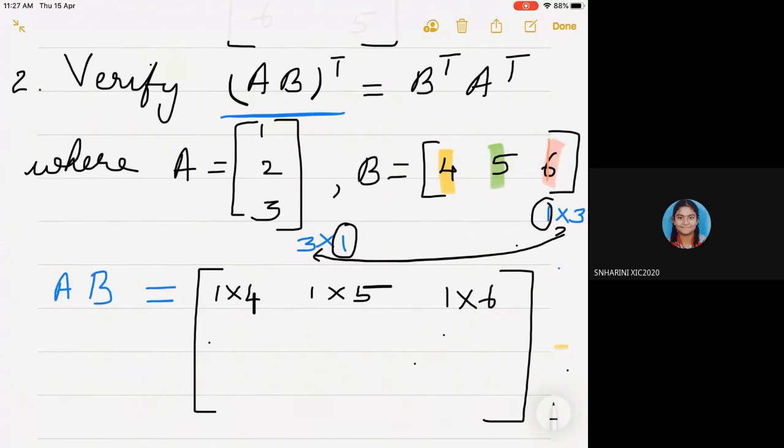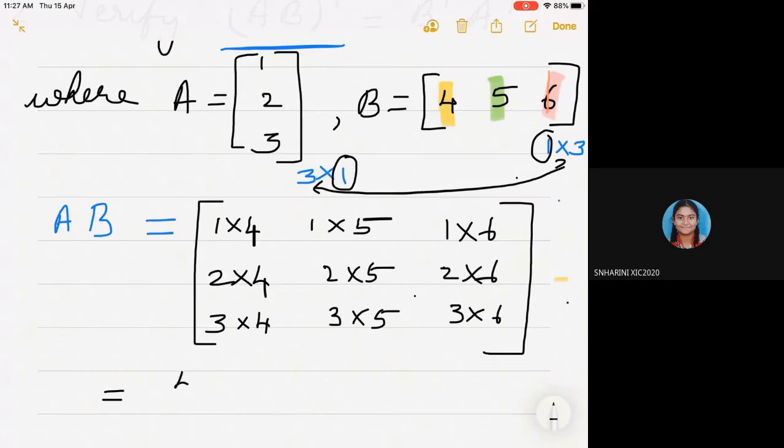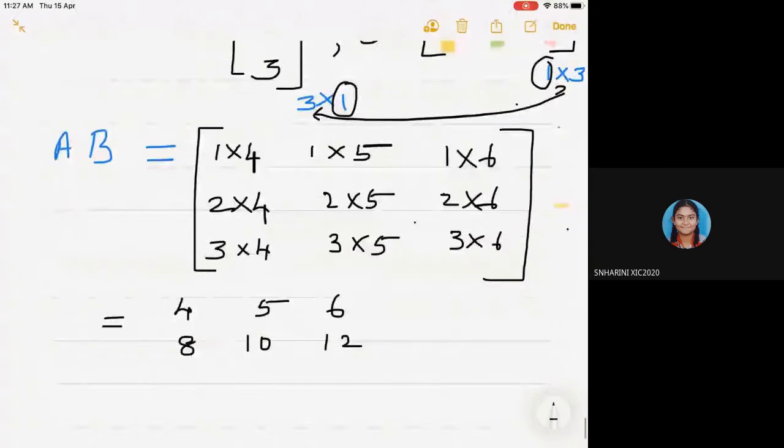Now the second row, it is 2, multiply with every column. So 2 into 4, 2 into 5, 2 into 6. Similarly, the third row, 3. 3 into the first column, that is 4. 3 into the second column of the second matrix, that is 5. 3 into 6. So finally what you are getting is a matrix 4, 5, 6, 8, 10, 12, then 12, 15, 18.